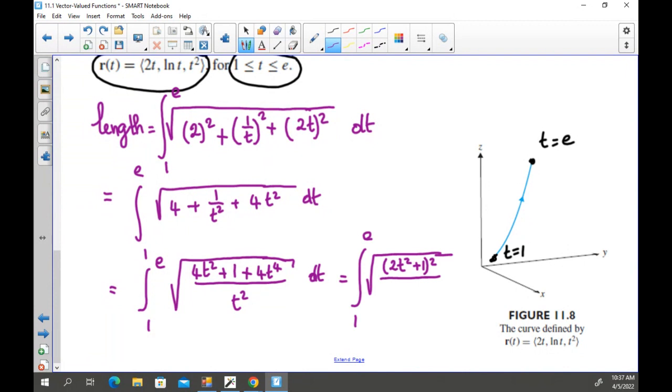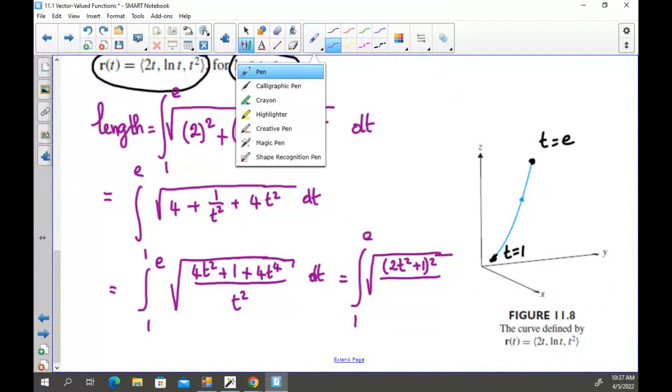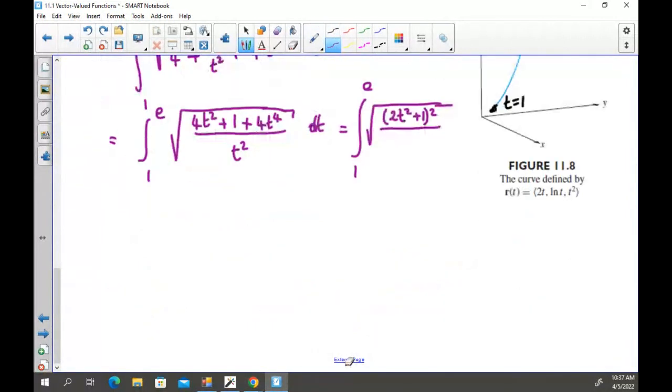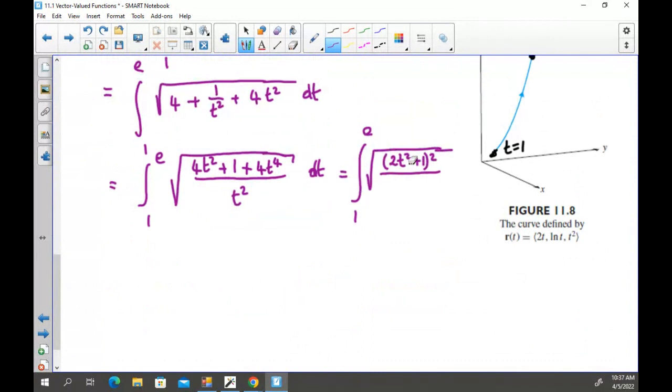Can you see that? If you expand this squared, it will give you this term. This times 2 will give you 4t squared. And 1 squared will give you the 1. So this is exactly the same as this, and then over t squared dt.